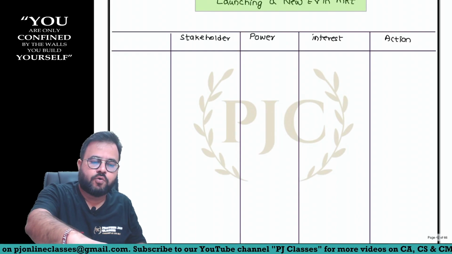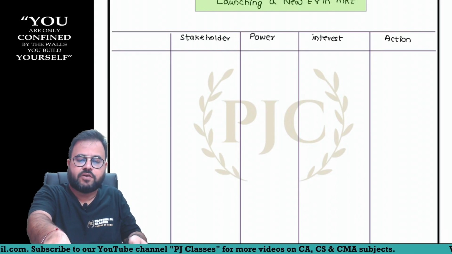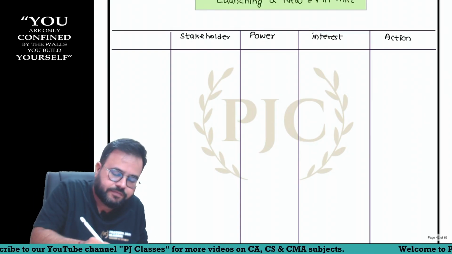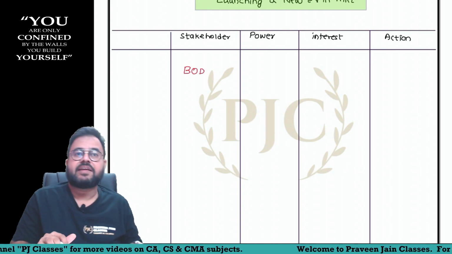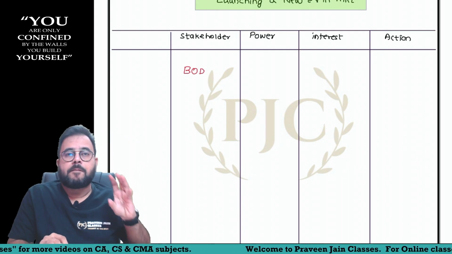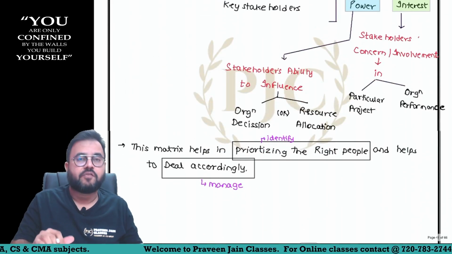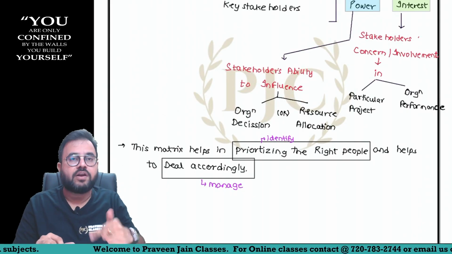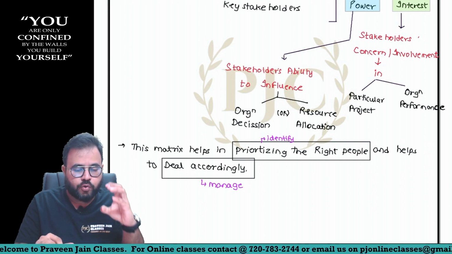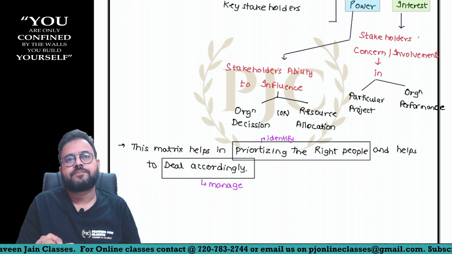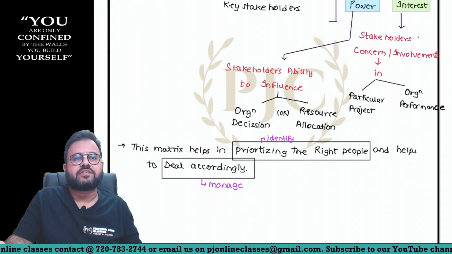So let us see stakeholders line by line. First example of a stakeholder I will take is the board of directors. Now tell me, are the board of directors having power in the companies? When I say power, what do you mean by power? Do you think the board of directors has the ability to influence the company's decisions, or the power to influence resource allocation decisions?